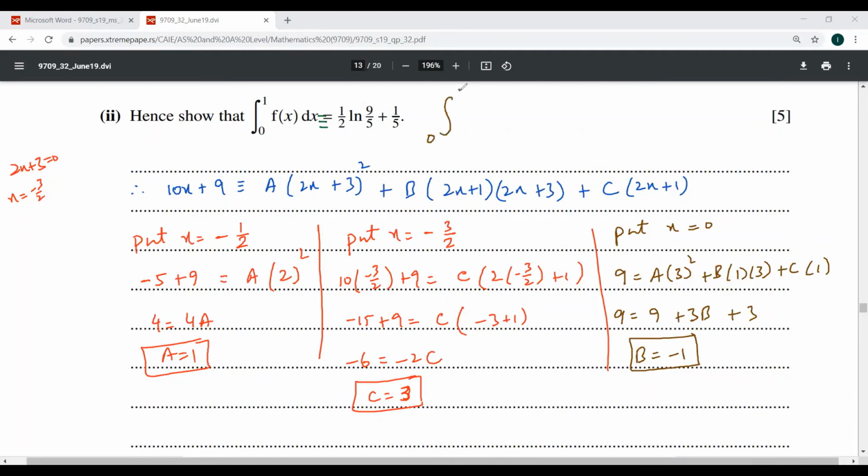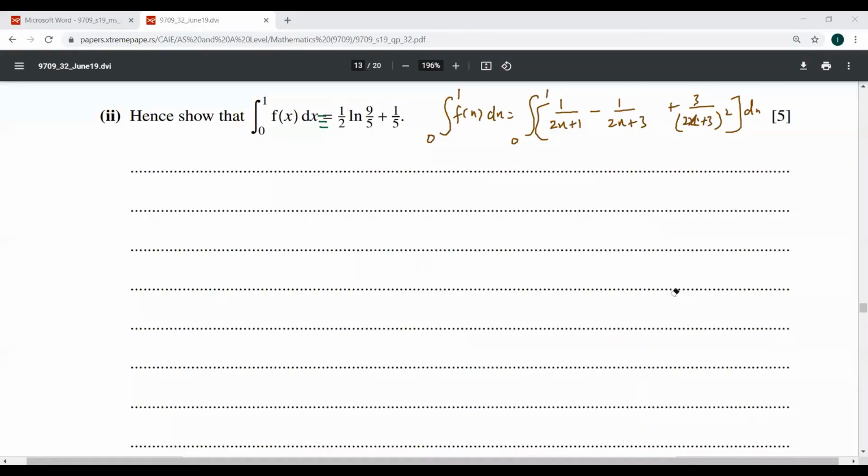The integral from 0 to 1 of f of x dx is basically the integral of, I'll be writing all these fractions here, 1 over 2x plus 1, then minus 1 over 2x plus 3, and then plus 3 over 2x plus 3 whole square. Okay. So we have this question now with us. So let's integrate this.